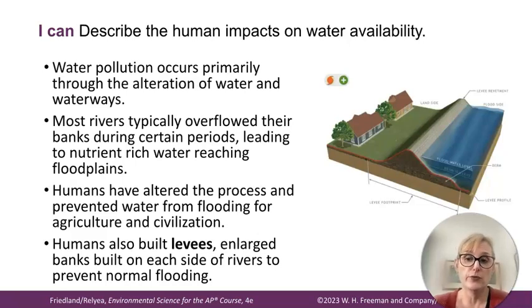Some of this you learned in a previous unit, but let's go through some things. Levees are probably new. You haven't learned that in a previous unit. But water pollution primarily occurs through alteration of water and waterways. We do something to it. Most rivers typically overflow their banks during certain periods, leading to nutrient-rich water reaching floodplains. This is why farming is really good near rivers, because periodically rivers flooded and brought with it nutrients in the sediments: nitrogen, phosphorus, potassium, and other micronutrients as well.